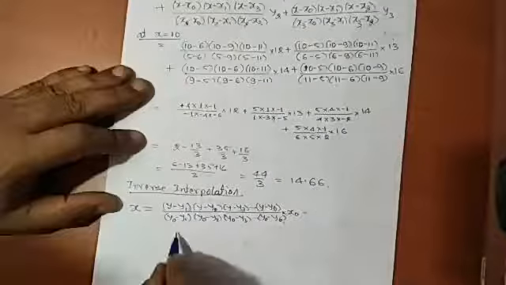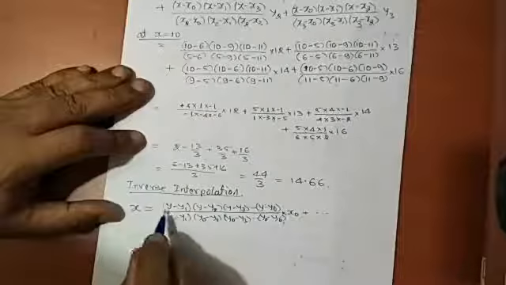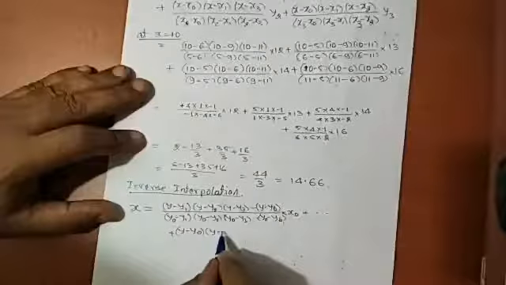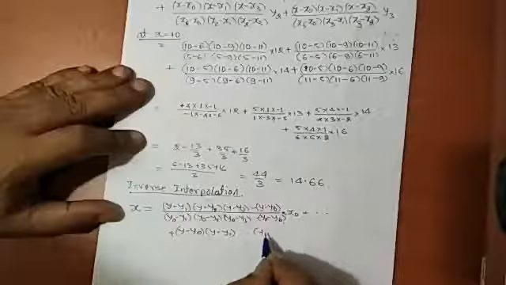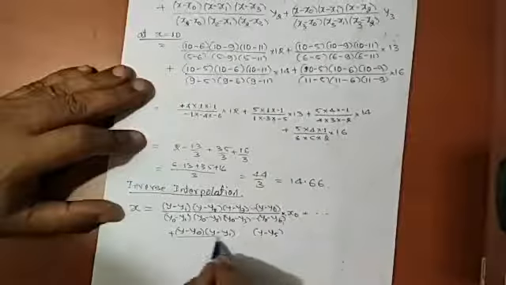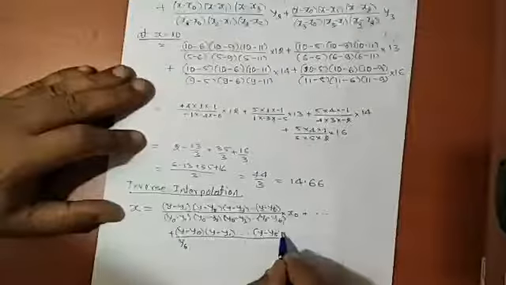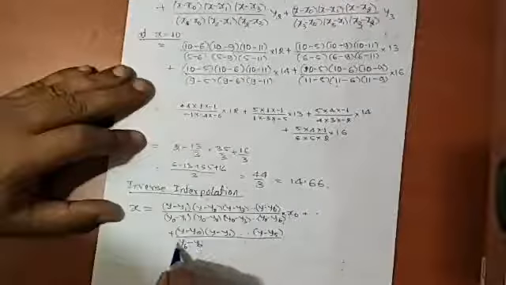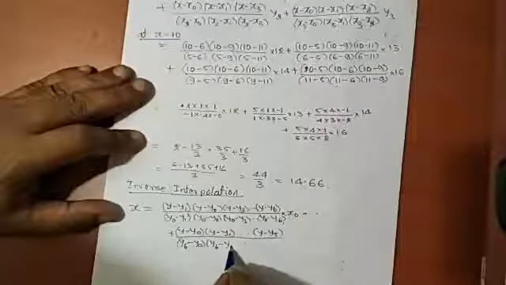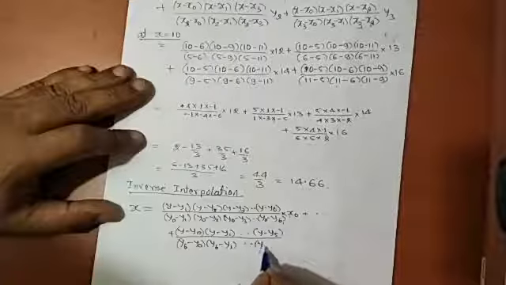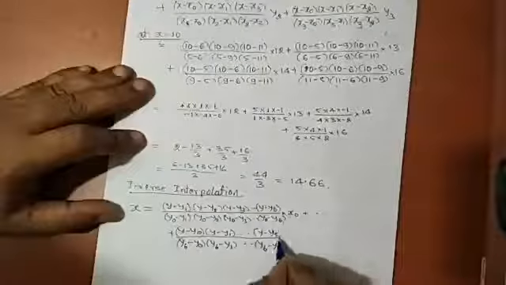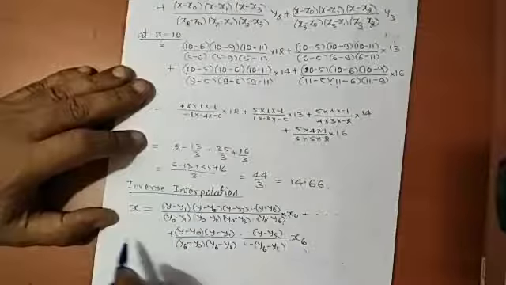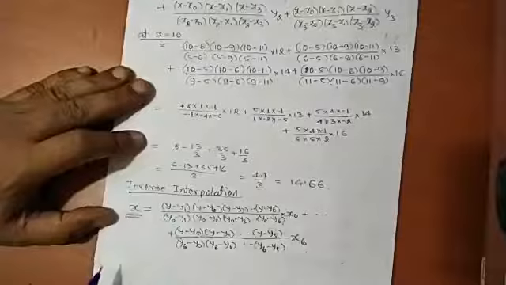plus so on, plus the last term will be what? Instead of x, I should write y. So y minus y naught into y minus y1, so on y minus y5 divided by, it is y6, because here y minus y6 is not there. So y6 minus y naught into y6 minus y1, so on y6 minus y5 times x6. So if I use this, I can easily find out the value of x.